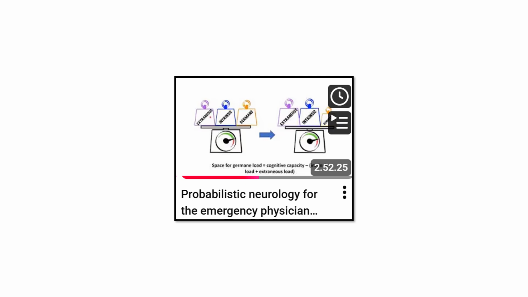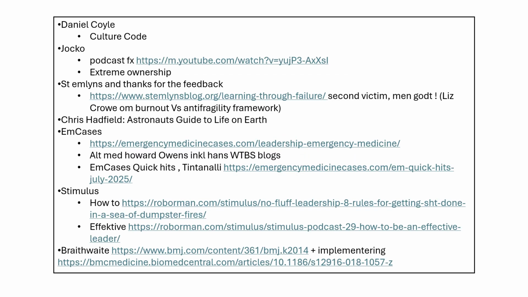I've talked about a lot of these things in this inaptly named Probabilistic Neurology for the Emergency Physician, part 2. In here, I talked a lot about leadership and all of these things, and a lot about non-technical skills actually, so you can check that out. Here are some of the books, especially The Culture Code from Daniel Coyle, and Jocko Willink's book Extreme Ownership. I haven't actually read that much of it, but the podcast I've listened to a lot.